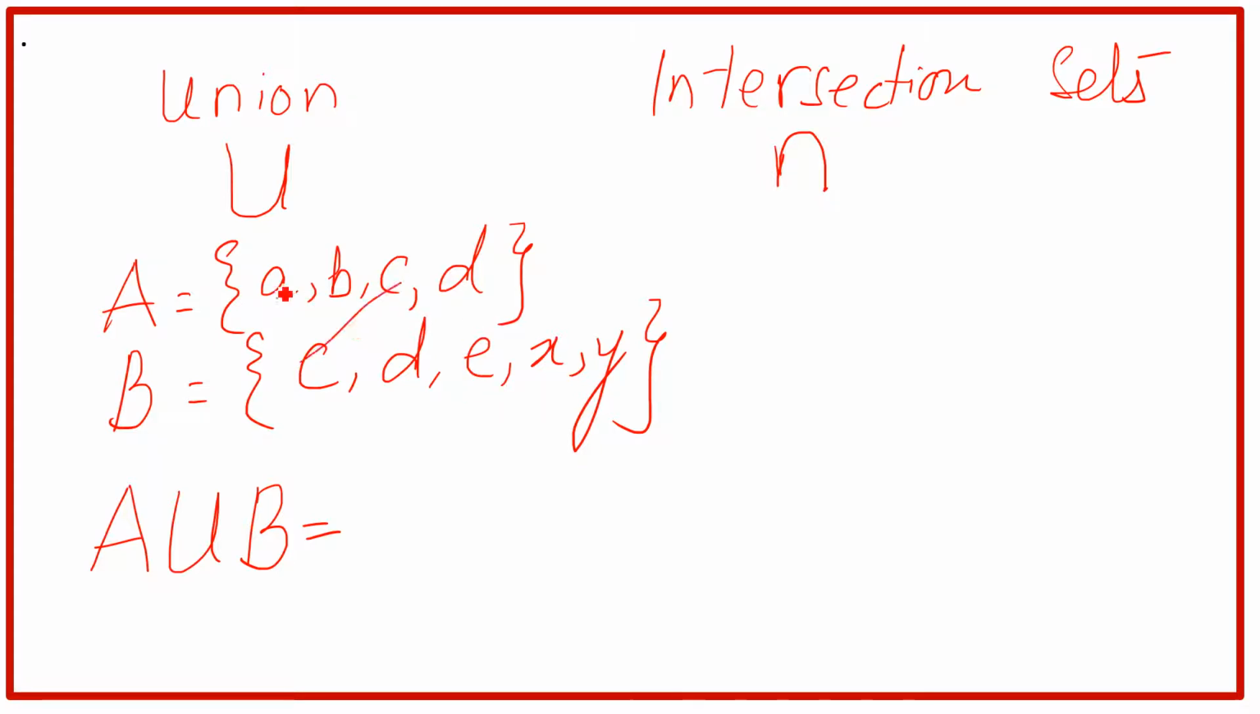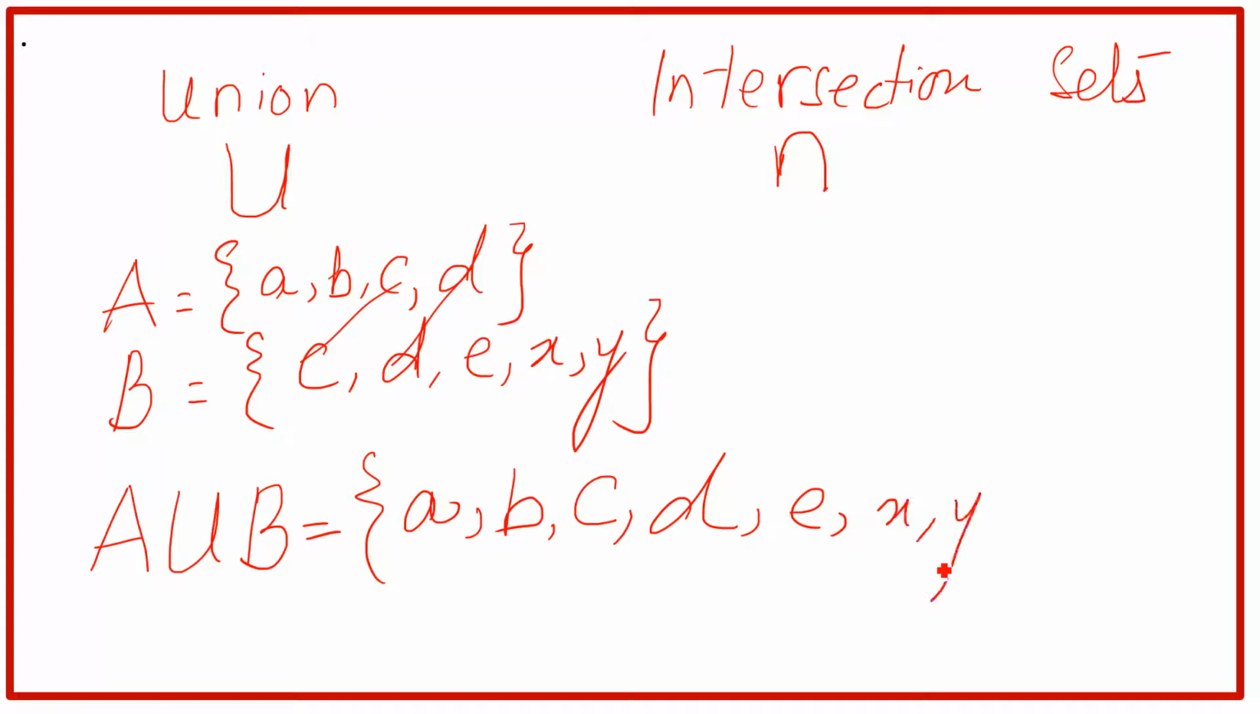Just like this, C and D are common, so we will write C and D only one time. There is no need to write them two times. E, X and Y are not in A, but we have to write them down. This is A union B.